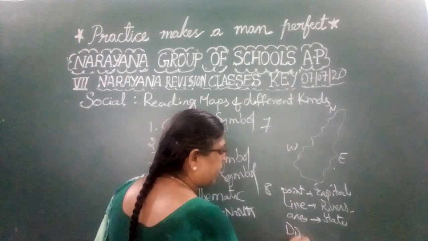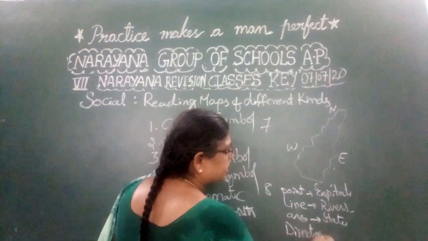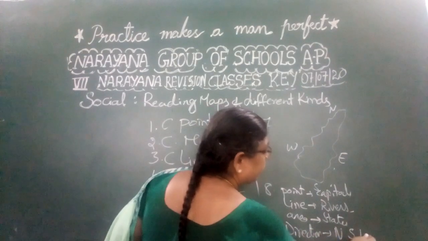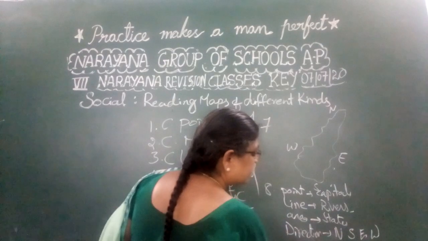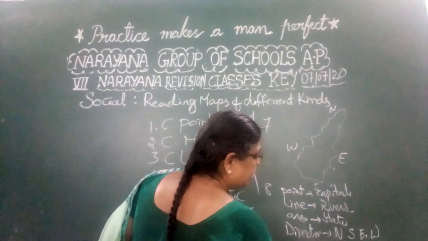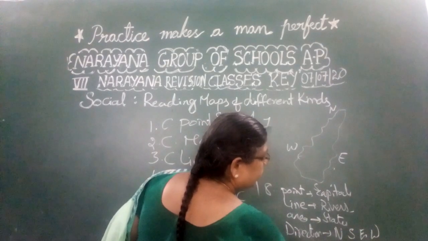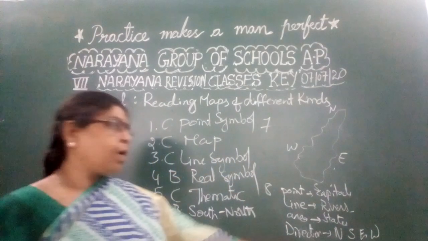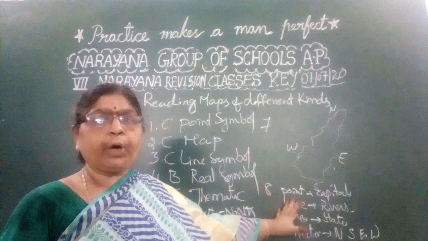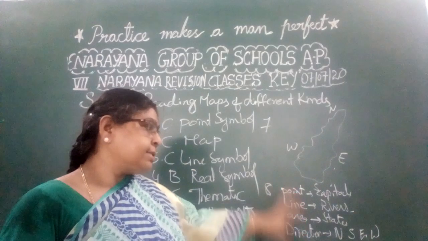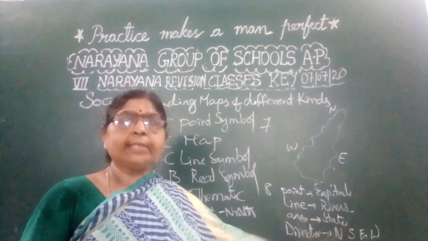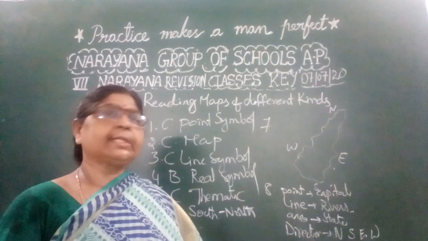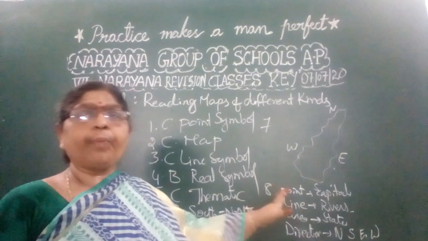Next coming one is directions. What are the directions? There are four cardinal directions: north, south, east, west. At the same time, the other ones are northeast, northwest, southeast, and southwest. These are the directions. Right, children? So we can say that 8 very important directions are there. That is north, south, east, west, northeast, northwest, southeast, southwest. Right, children? These are the different topics for today.